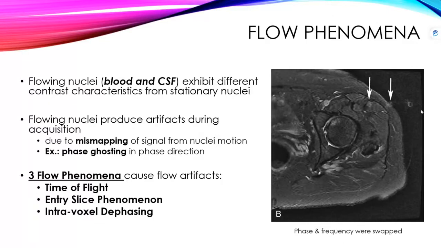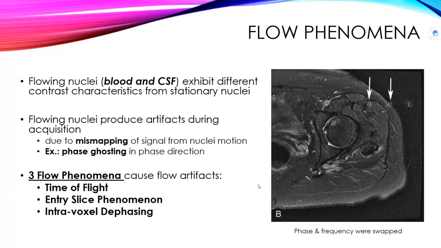And there's actually 3 types of flow phenomena that cause these flow artifacts: time of flight, entry slice phenomenon, and intravoxel dephasing. I will say that in this lecture, there's a lot of lists. There's a lot of different types that you're going to have to keep up with. Write it down, make your own lists, make your own charts, make sure that you are not confusing one with the other. And they're there for a reason, because you will be tested on them in this class as well as on your registry. So that's why they're here.